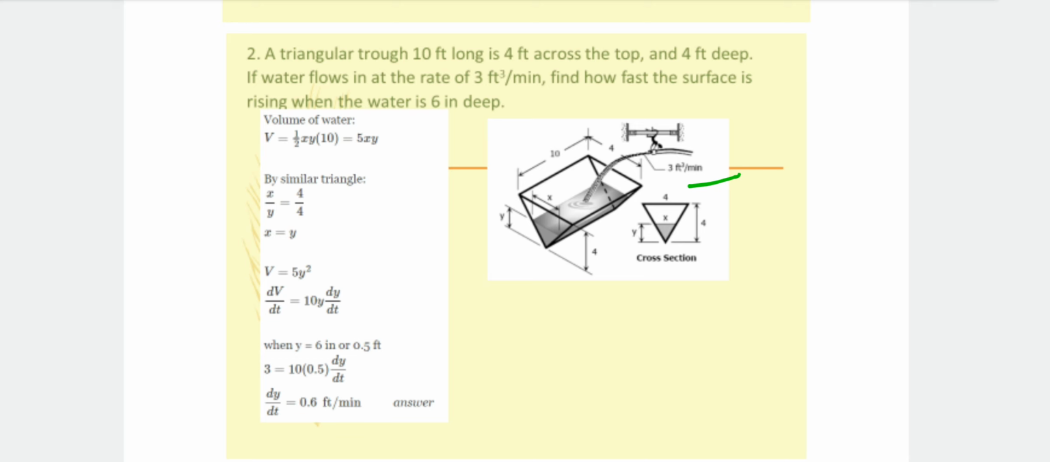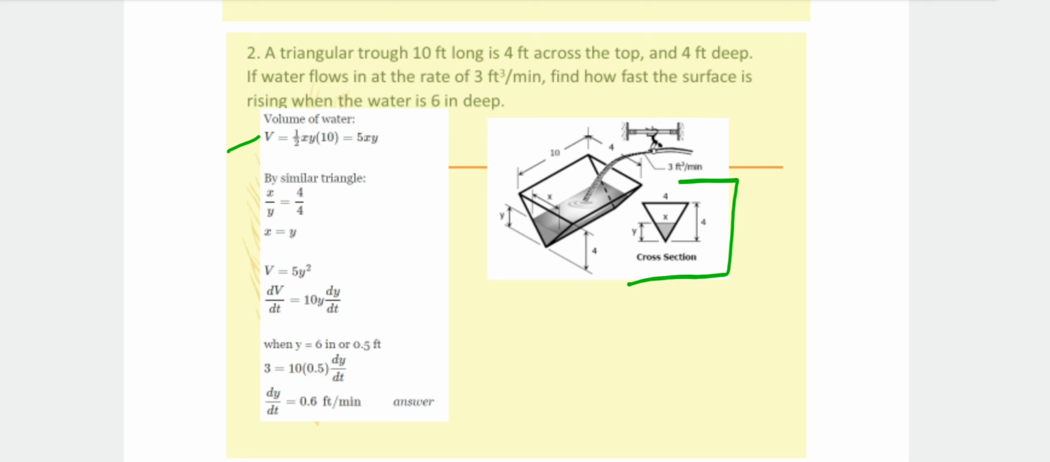So, they gave a height of water of 6 inches deep. Therefore, this height of the water is y. So for us to get the volume of the water, we use this formula, and then we're going to use this cross section.